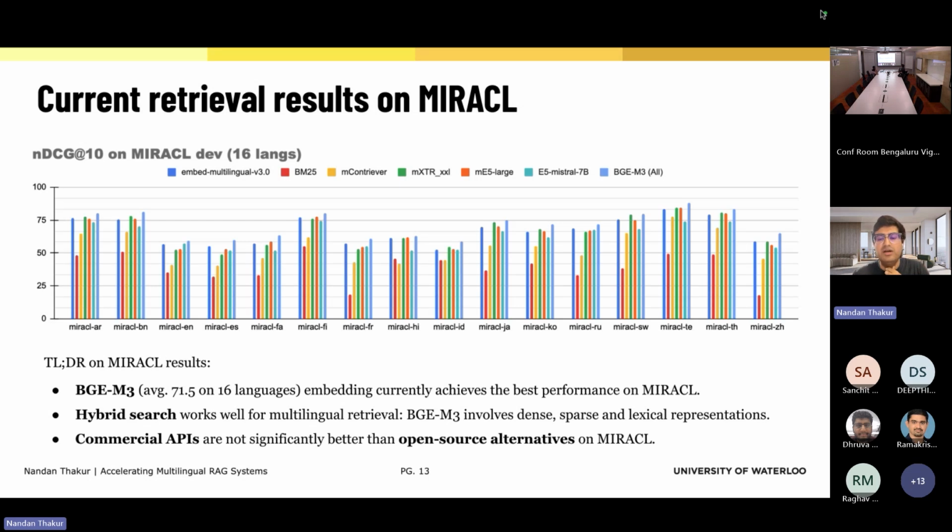Just to give you a TLDR of what we find currently in MIRACL: BGE M3 is the model which currently achieves the best performance on MIRACL in terms of nDCG at 10. Overall, we find that hybrid search works well for multilingual retrieval. BGE M3 involves dense, sparse, and lexical representations, so we see that hybrid search is the best direction for multilingual retrieval. And unlike what is seen in English, I still find that commercial APIs are currently not significantly better than the open source alternatives, at least on MIRACL.